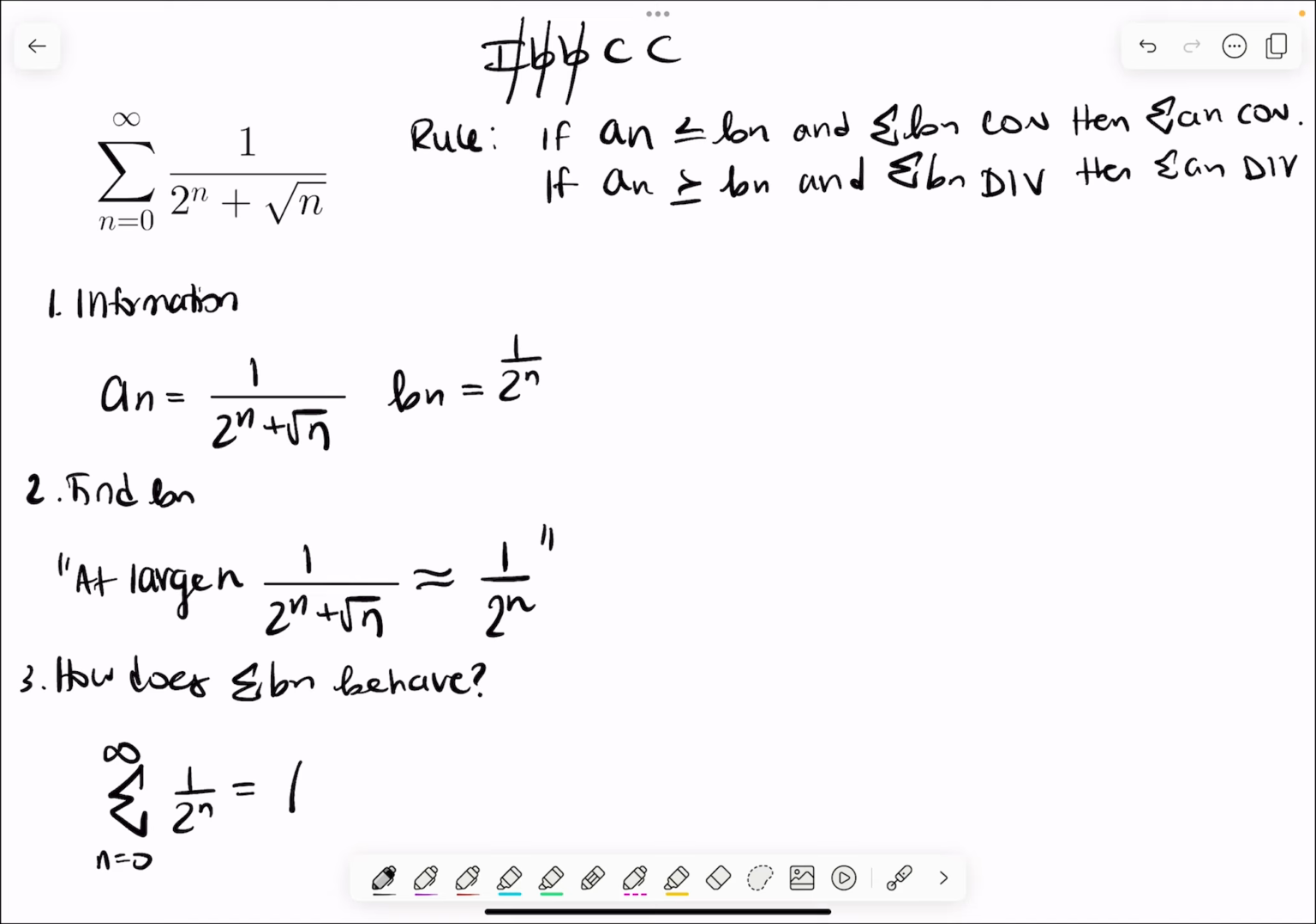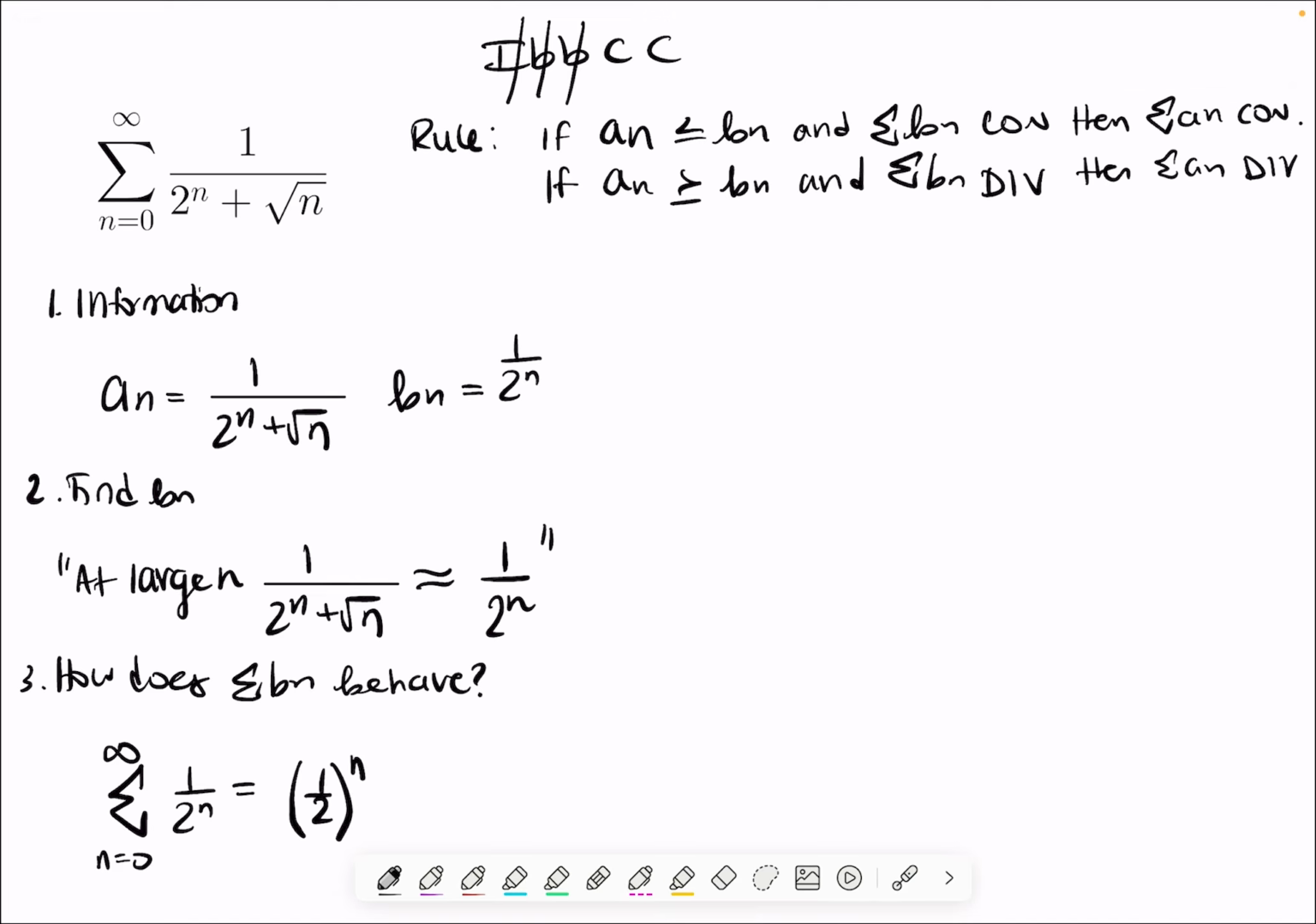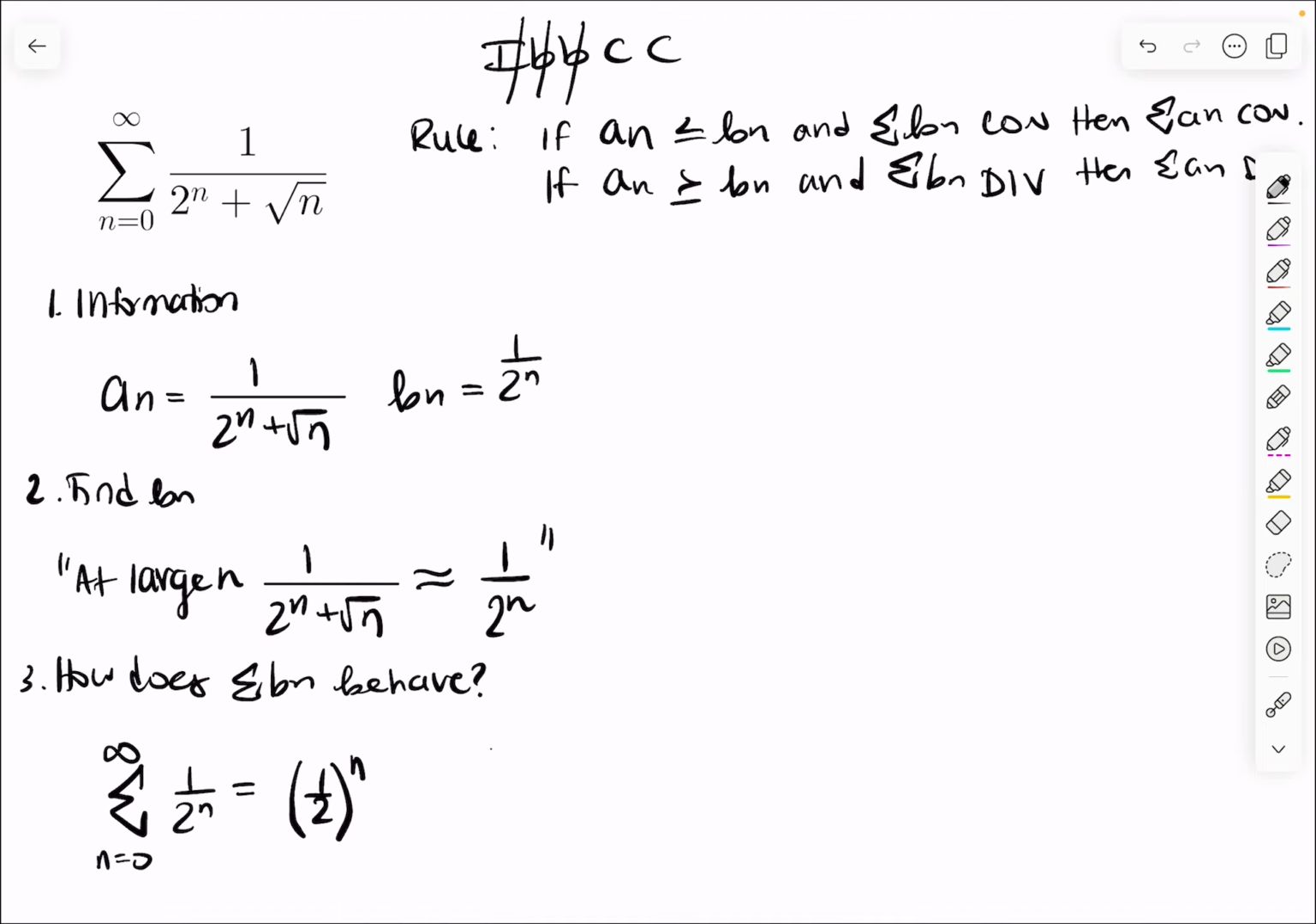Here I can see that I can rewrite this as 1/2 to the n, and so this is in geometric form. The way that I remember the geometric test is I like calc more than I do geometry. So converges has to do with the absolute value of r, and then there's always a 1 there. And then the opposite is true. Diverges, and then opposite. So those are the rules.